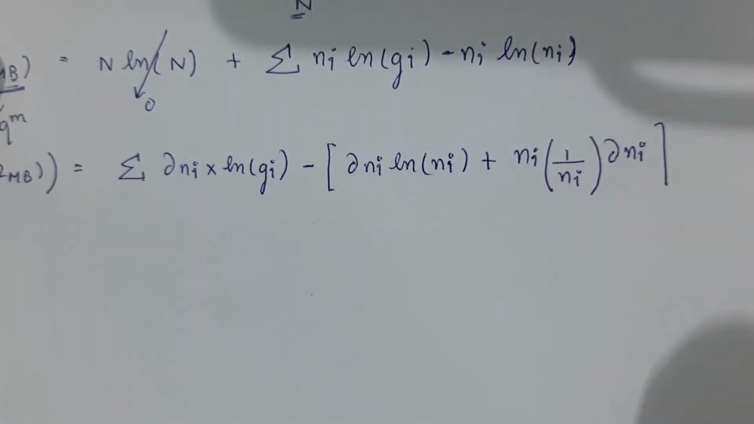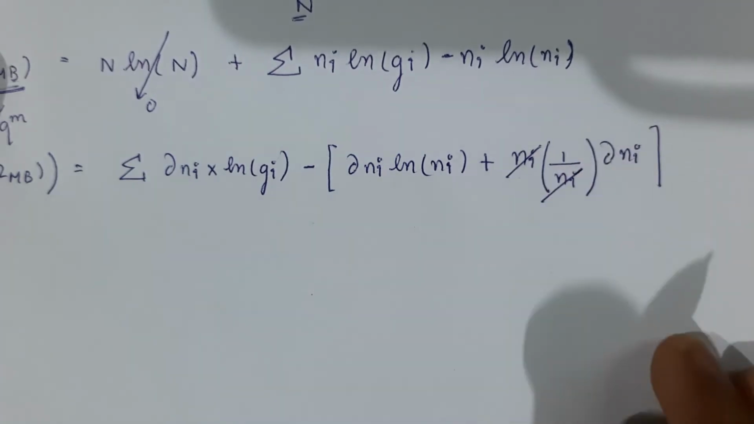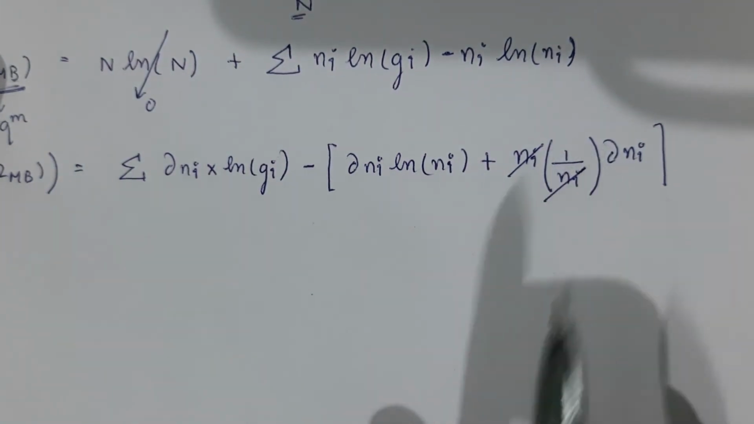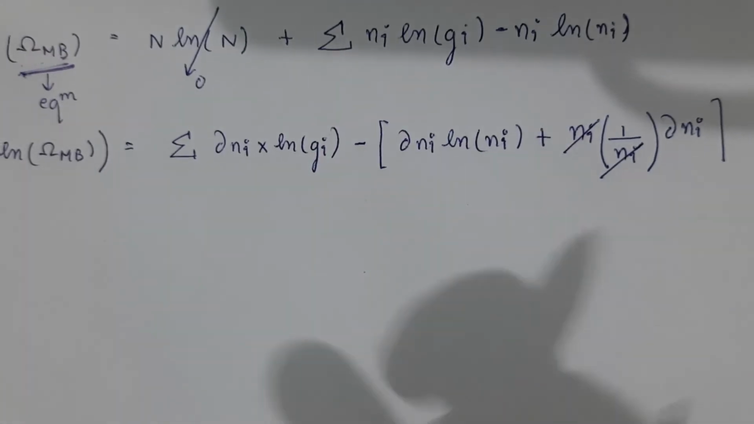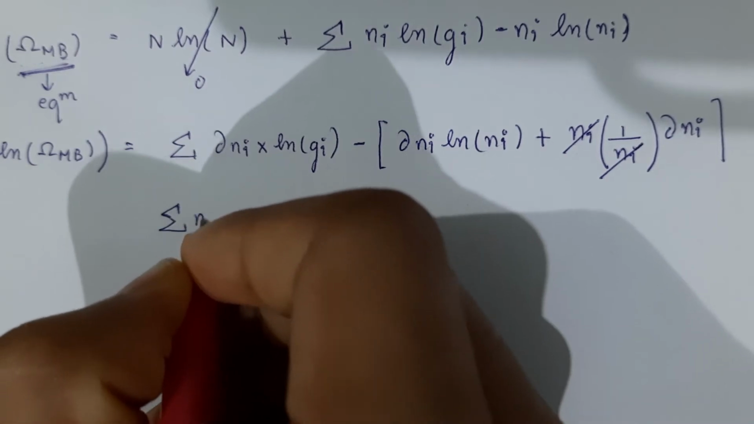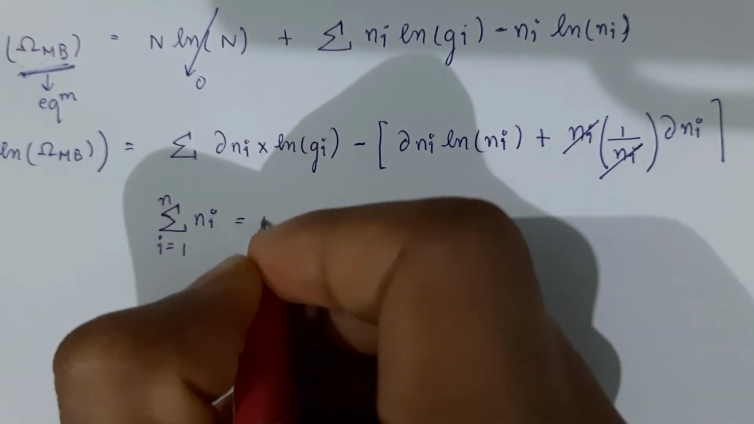So this will be the final thing we will get, and here this and this will get cancelled out. So here we will be left with only the differentiation of Ni. Now one thing that I want to specify over here, that we had already written earlier, is that the summation of Ni, where i is varying from 1 to n, is capital N.